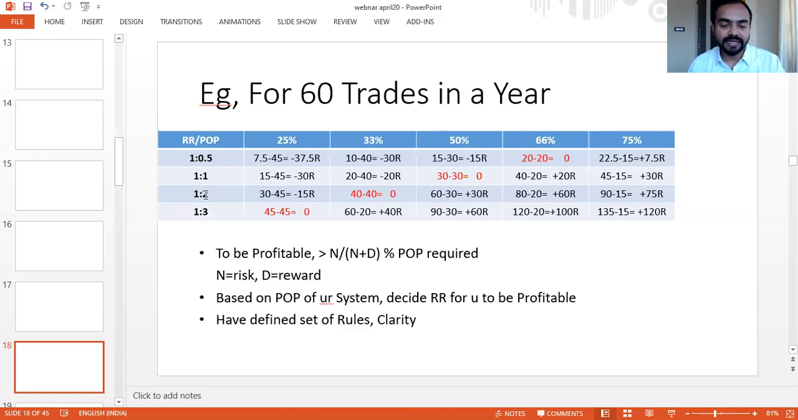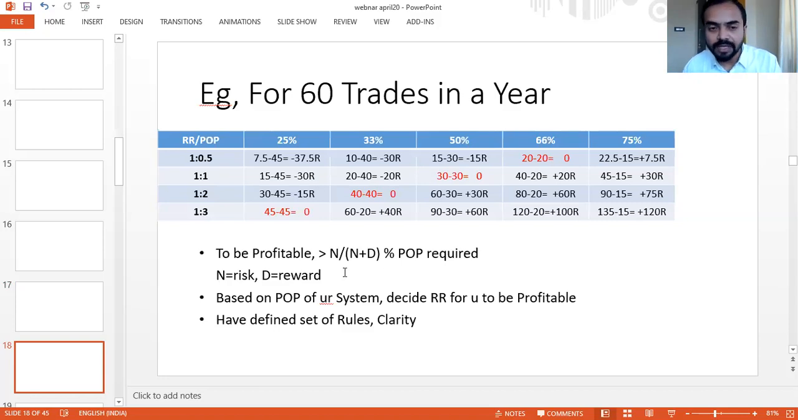Suppose I will take an example. Suppose my risk reward is 1:2. Then my POP should be greater than 1 by 1 plus 2, means numerator divided by numerator plus denominator. This is the formula. Numerator is 1 and denominator is 2 here. So 1 divided by 1 plus 2, which is equal to 1 by 3, which is equal to 33%. So my POP should be greater than 33% for me to be profitable with 1:2 risk reward.